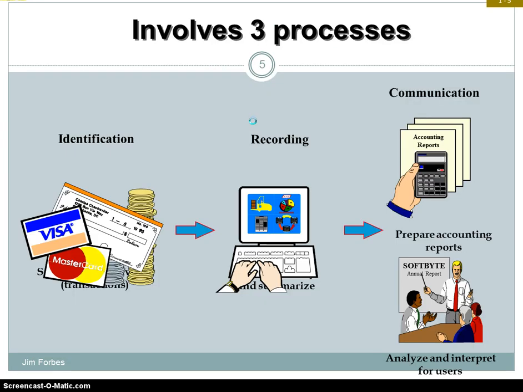Accounting involves 3 processes: the identification, the recording, and the communication. First of all, the identification and recording is the bookkeeping component of accounting. Communication is where we report back to the decision makers or the various stakeholders. And I think the highest paid skill set in accounting is your communication skills. So do pay attention as you try to develop your speaking, writing and reading skills, because that is where you can make a lot more money, being able to communicate effectively to the various stakeholders.